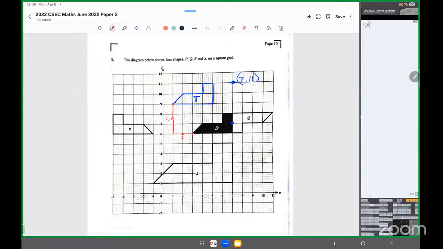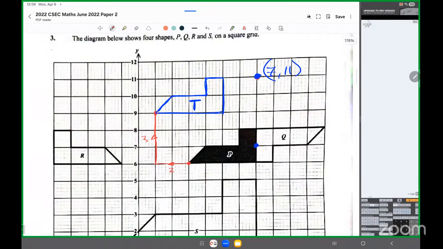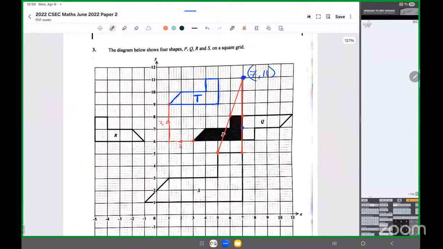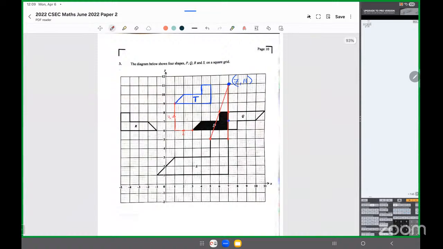We're putting back these lines. This to this. 14 back to this. That's a construction line for the enlargement, to find the center of the enlargement. All right, that is that.